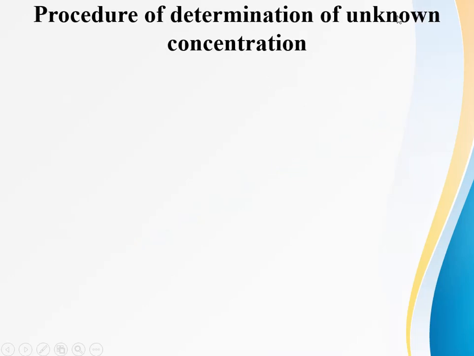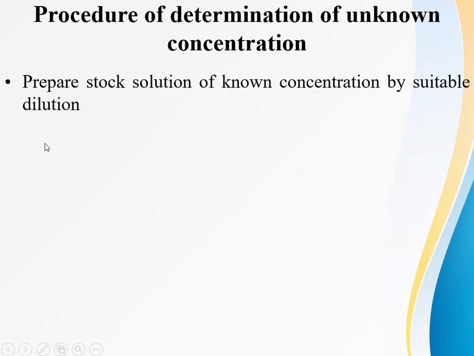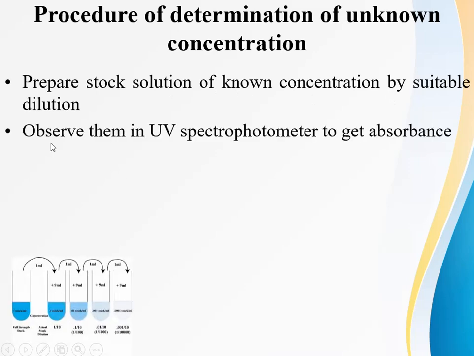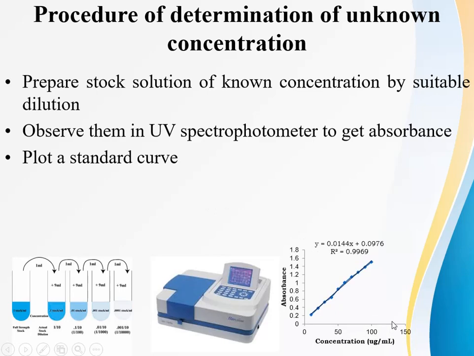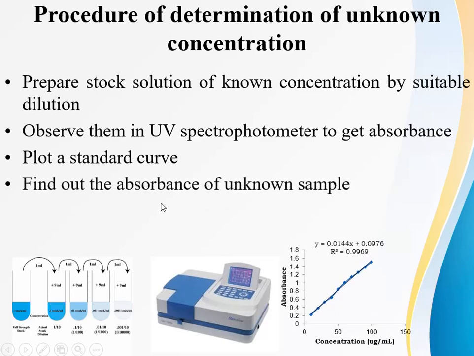Procedure for determination of unknown concentration. First of all, we prepare the stock solution of known concentration by suitable dilution. Then we observe these samples in a UV spectrophotometer to get the absorbance, and once the absorbances are noted down, we plot a standard curve. After the standard curve is plotted, we determine the absorbance of an unknown sample by keeping it in the UV spectrophotometer and calculate the concentration of the unknown sample by using the standard curve.